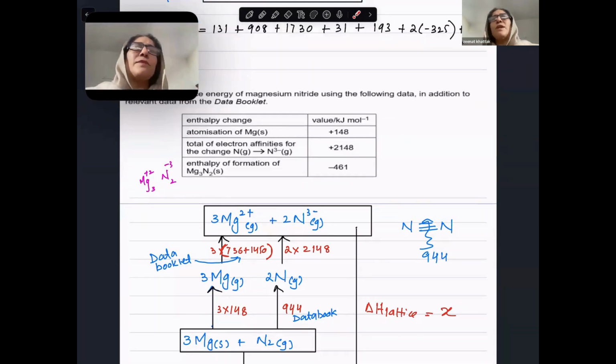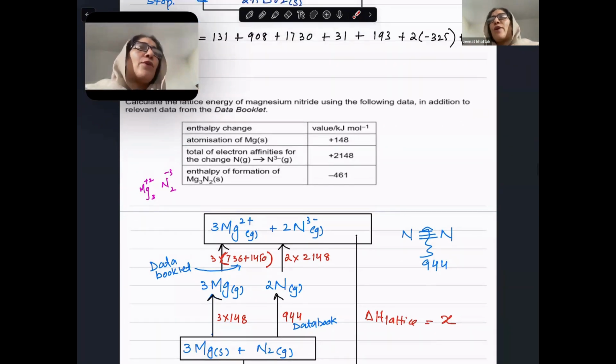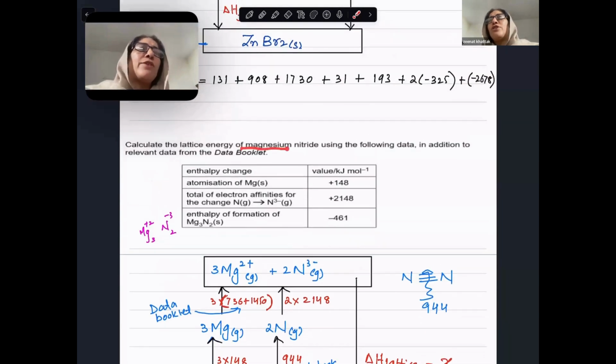Look, we want to find out what? Magnesium nitride. Delta H lattice of what? Magnesium nitride, right?